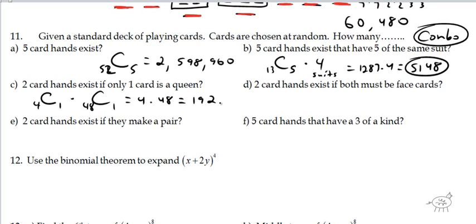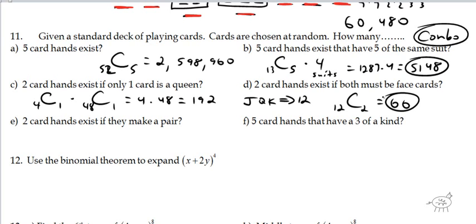Okay, D. How many two-card hands exist if both must be face cards? Well, how many face cards are there? Well, remember, Jack, Queen, King are face cards, so there are 12 of them. So it's 12C2. And you get 66. Okay? E. How many two-card hands exist if they make a pair?